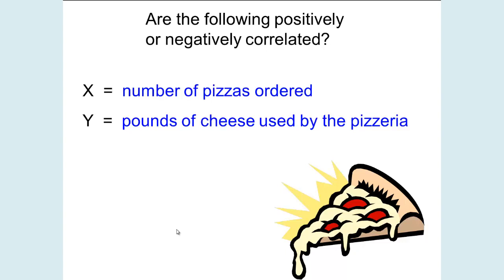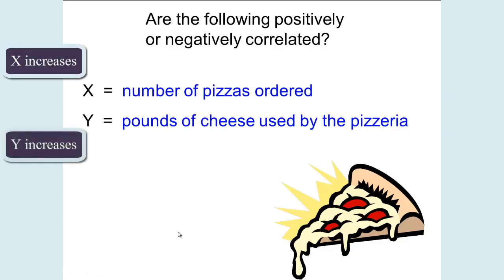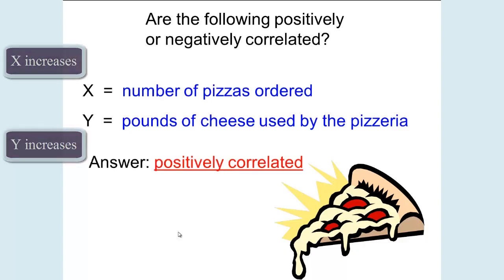Are the following positively or negatively correlated? The number of pizzas ordered, the pounds of cheese used by the pizzeria. X would be the number of pizzas, so as we increase the number of pizzas ordered, the pounds of cheese used by the pizzeria, Y, would also increase. So as X increases, Y increases, so they're both the same, and that would be positively correlated.